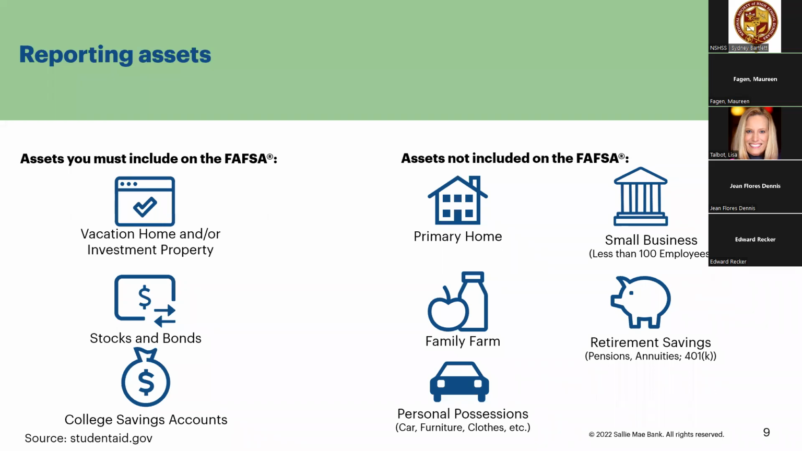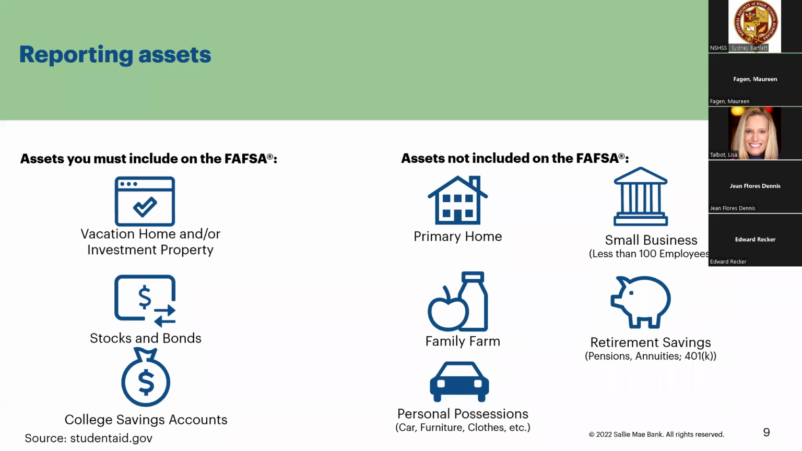The assets that are not included on the FAFSA are your primary home. So your principal place of residence is not included. If you have a family farm, that is not included. If you have a small business with 100 or fewer employees, that is not included. Your retirement plans, pension funds and annuities are not included. Personal possessions like a car, furniture, clothes are not included. And life insurance plans do not need to be included either.